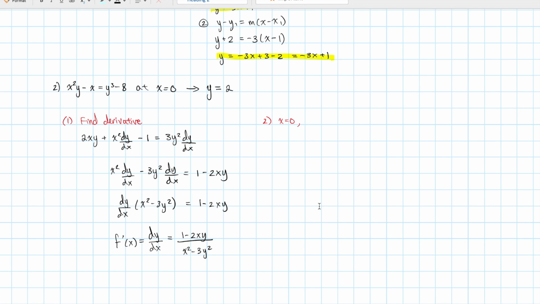So we're going to plug in those two values, x equal to 0 and y equal to 2, into our function, f prime at x, or dy over dx, which is 1 minus 2 times 0 times 2, over 0 squared minus 3 times 2 squared, and you end up getting -1 over 12. So what we just figured out is that the slope of the tangent line is equal to -1 over 12. And now you do the exact same steps as before by finding the equation. Right? So now you're finding the equation of the tangent.